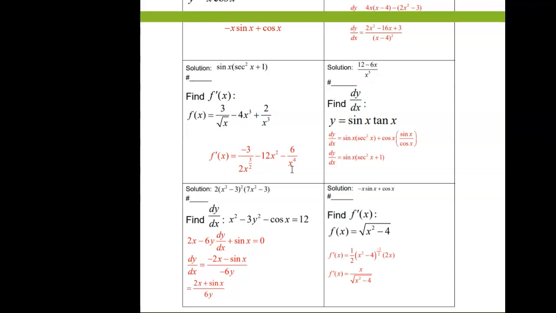In the next one, you had to use your product rule. It was sine times tan. So it was first times derivative of the second plus second times derivative of the first. And that got you sine x secant squared x plus 1. And the way I got that 1 was because tan is really sine over cosine. Cosines canceled, factored out a sine, and you got 1.